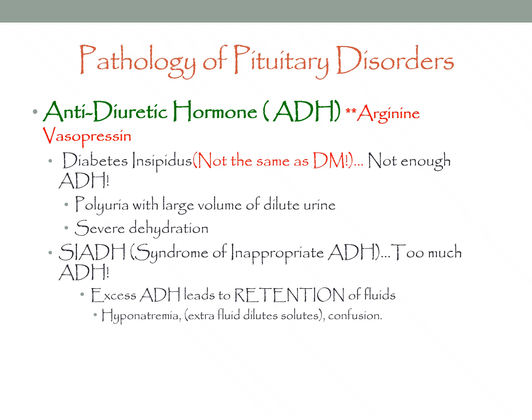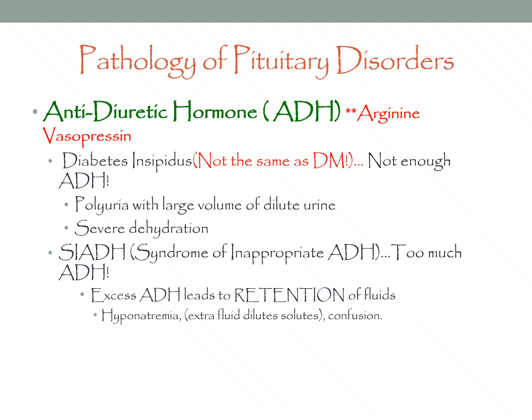Diabetes insipidus happens when there's not enough antidiuretic hormone, not enough hormone that helps us retain fluid. So we end up releasing and excreting large volumes of fluid, and people can become severely dehydrated. The opposite of that is called the syndrome of inappropriate ADH. It's just the opposite of diabetes insipidus. It's where we have too much antidiuretic hormone and we actually retain way too many fluids.